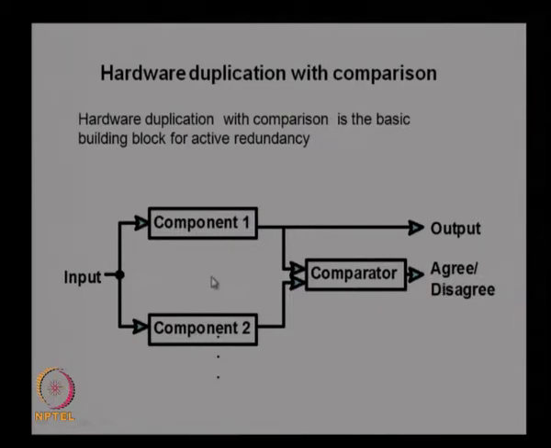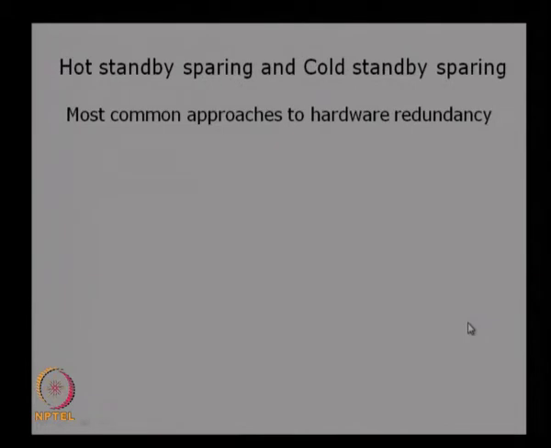We have duplicate components and the comparison of output also. Therefore, the comparison helps to declare the error or to identify where the error has occurred. That way, error detection is made possible in hardware duplication with comparison. So, that is the building block for any type of active hardware redundancy. Here you can see how the duplication with comparison works, and if you want to implement hot standby sparing and cold standby sparing, these are the 2 important methods in hardware redundancy, and they are most commonly implemented, and again the building block is hardware duplication and comparison.